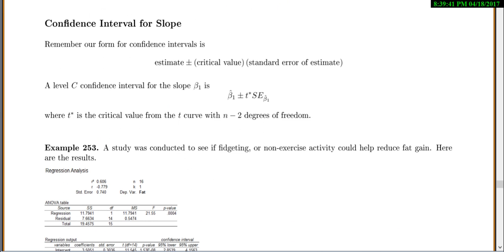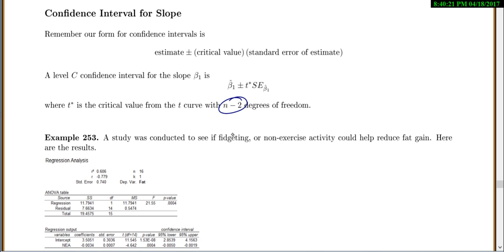Okay, so what we care about here is a confidence interval for our slope. So we can get our slope for the sample, and now we want a confidence interval for the slope for the population. Now any confidence interval follows the form of the estimate plus or minus a critical value times the standard error of the estimate. So our confidence interval for our slope is going to be this little beta 1 hat, that means our sample slope, plus or minus our critical value t times the standard error of our slope. Now t star is the critical value from a t-curve with n minus 2 degrees of freedom.